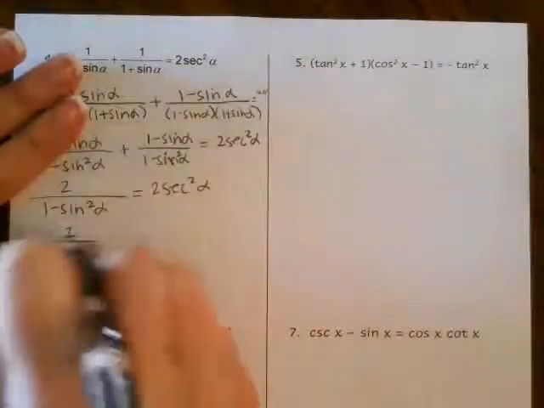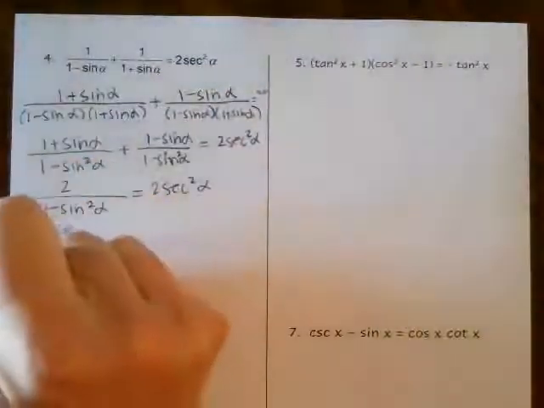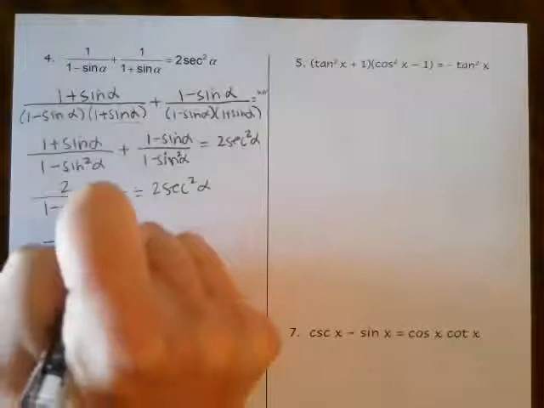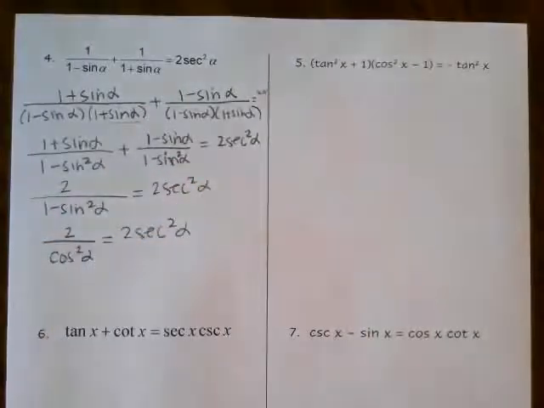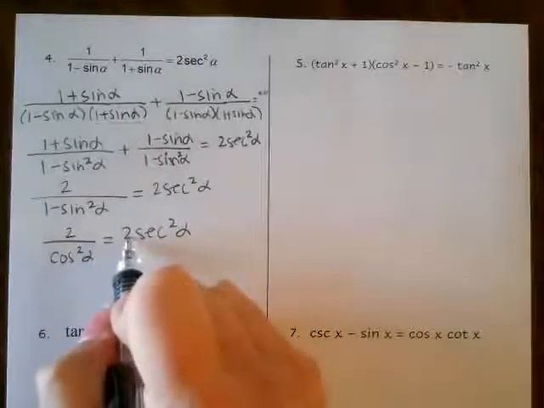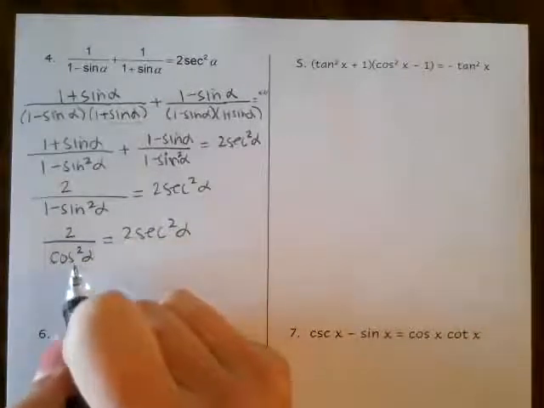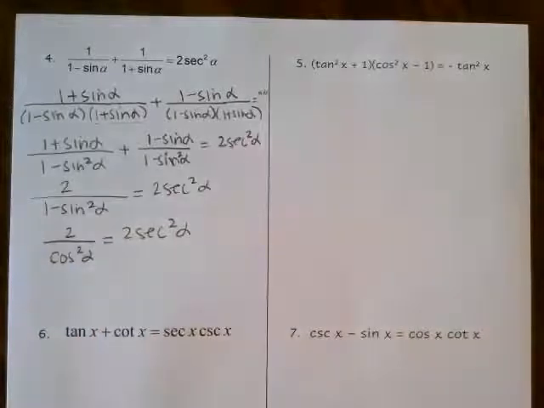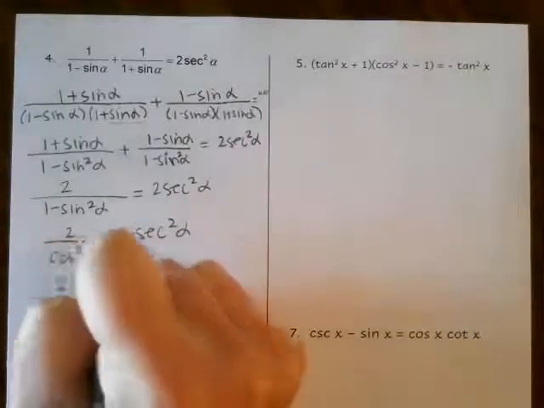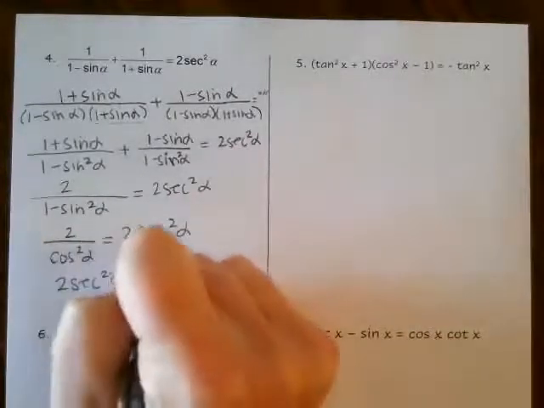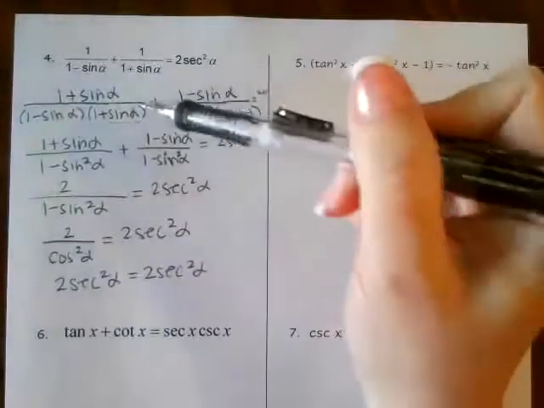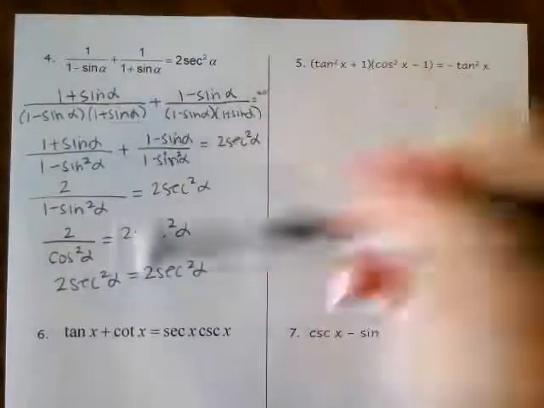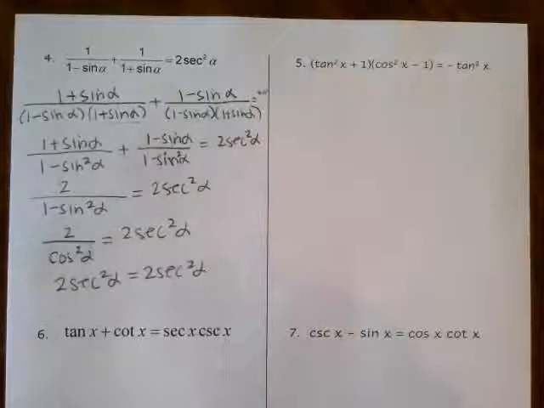At this point, you should recognize you're getting pretty close. So we have the 2 on both of these. The last thing I need is cosine squared, and I know that cosine is the reciprocal of secant. So this is 2 secant squared. And so now they are both the same. I have verified. Again, the points are awarded for these steps in showing the verification, proving that they are equal to each other.